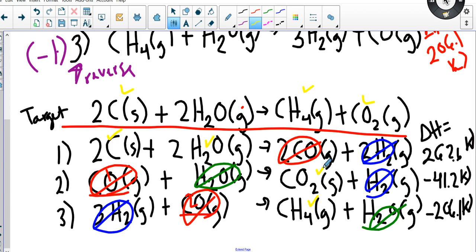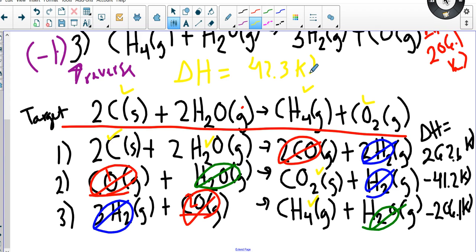262.6 plus, or excuse me, minus 41.2 minus, is that 206.1? Yes. Right. 206.1. The enthalpy, delta H total, equals 42.3 kilojoules. Is this an endothermic or exothermic reaction? How did you get a 42?